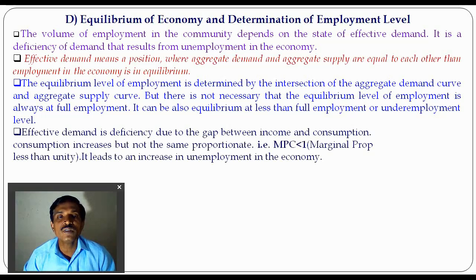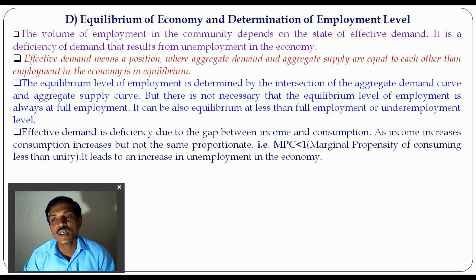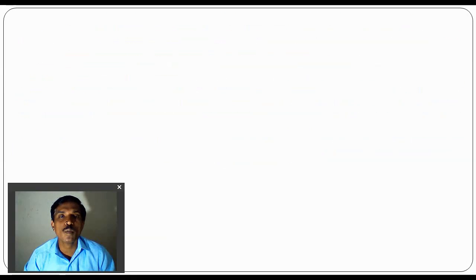So effective demand means the deficiency of demand, and the deficiency arises because of the gap between income and consumption. As the income increases, the consumption increases, but the increase in consumption is less than the income. So the marginal propensity to consume is less than 1, which leads to an increase in unemployment in the economy. Keynes gave his explanation with the following table.